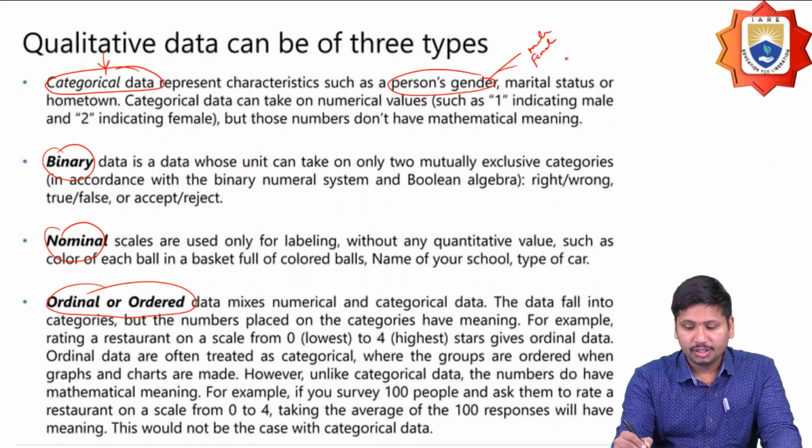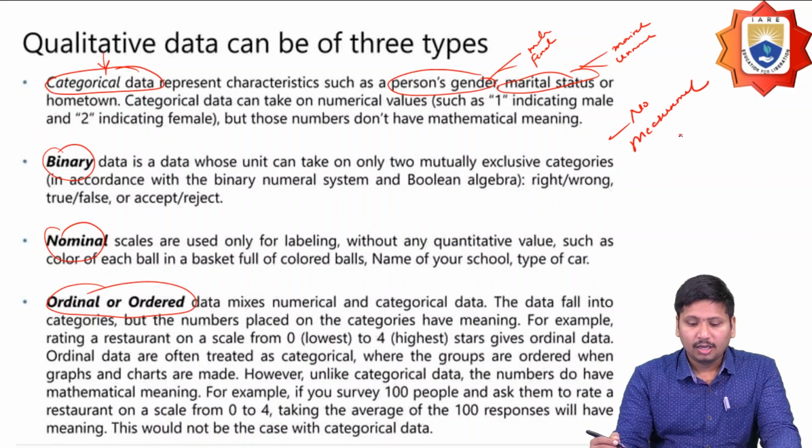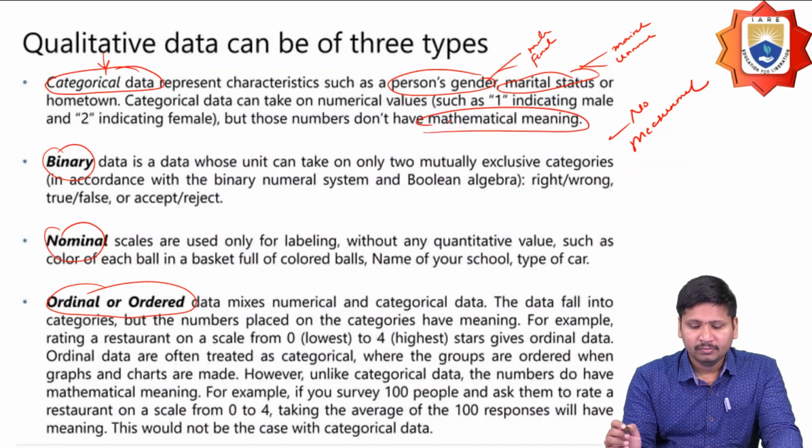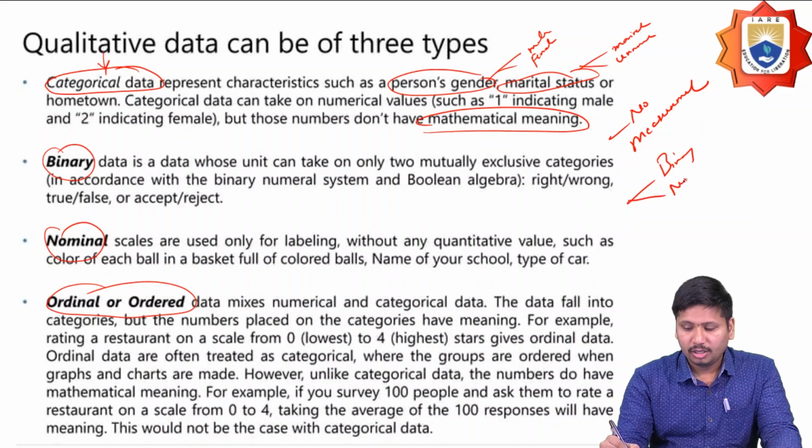These are not units here. Marital status is married or unmarried, and hometown. None of these maintain any type of measurement. Categorical data can also take a numerical value, such as 1 indicating male and 2 indicating female, but those numbers don't have a mathematical meaning. So again, this qualitative data has different types: binary, nominal, and ordinal.